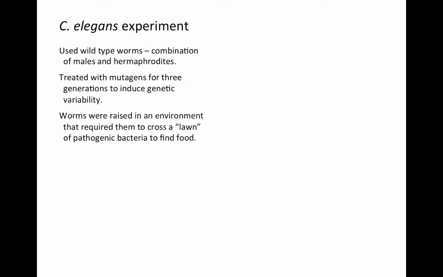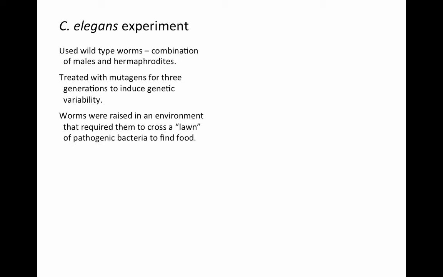So let's go back to our model system to see if we can find some evidence for this working. So this time, we're going to use just wild-type worms. So just the populations that include a combination of males and hermaphrodites. So our experimenters treated these populations of wild-type worms with mutagens for 3 generations to induce a large amount of genetic variability. And then the worms were raised in an environment that required them to cross what they call a lawn of pathogenic bacteria to find food.